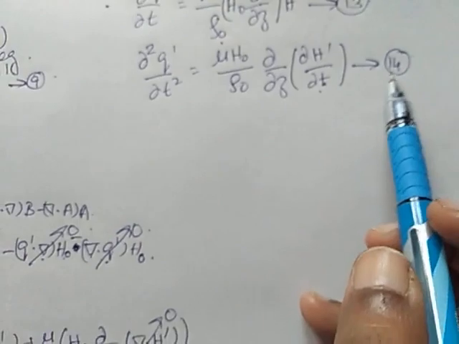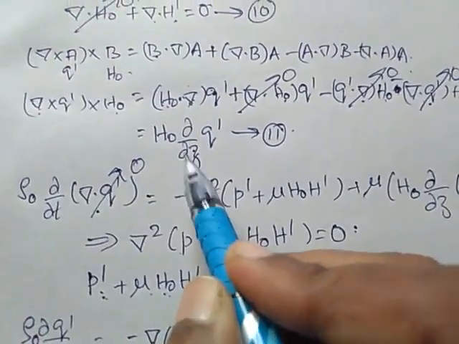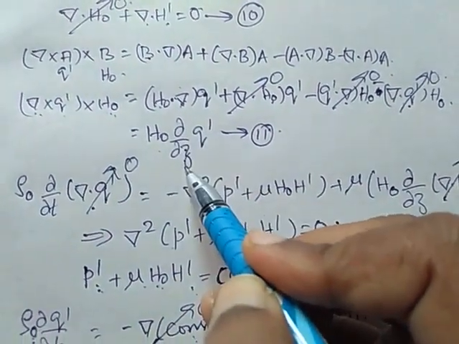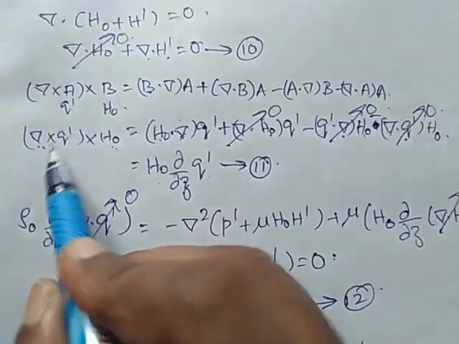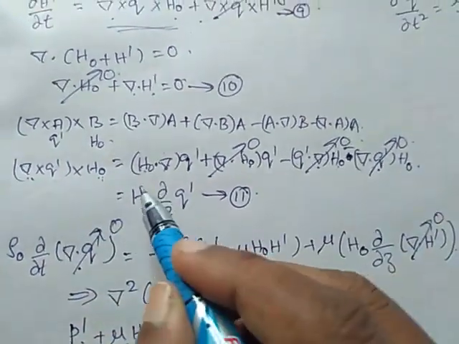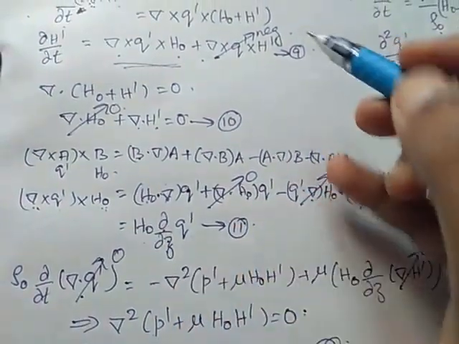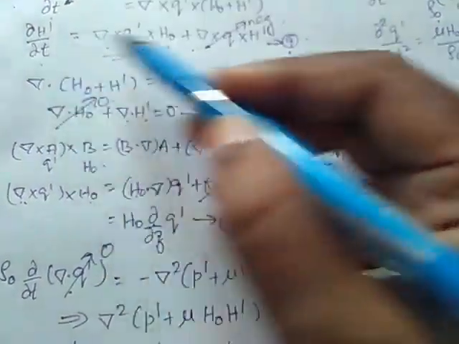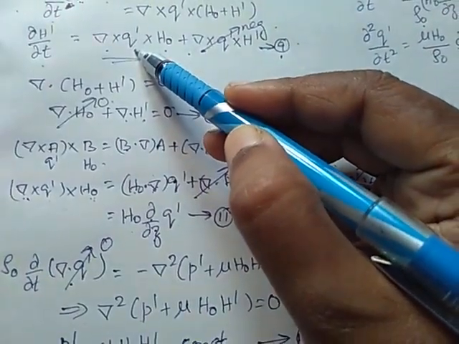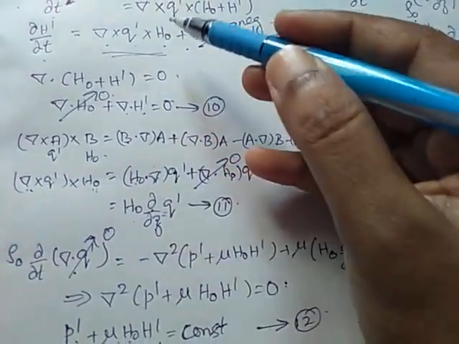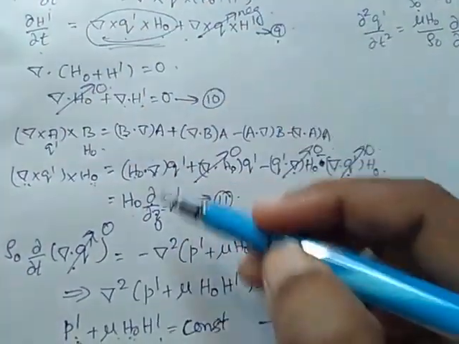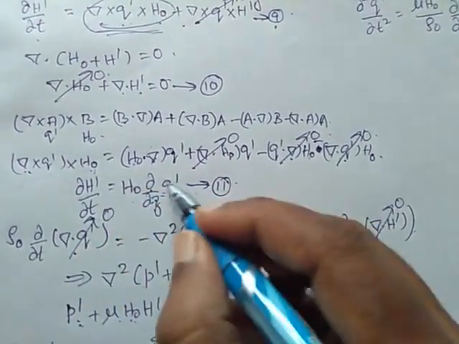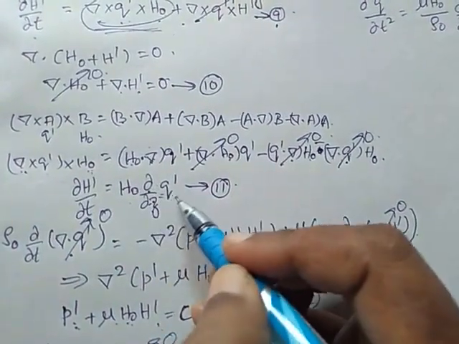So what is our equation 11? So this is our equation 11. Curl of q dash cross h naught is h naught dou by dou z of q dash. Actually we have to substitute this in our equation 9. So what is equation 9? Dou h dash by dou t is equal to curl of q cross h naught. So if we replace this value by this, we will get dou H dash by dou T is equal to H naught dou by dou Z of Q dash.